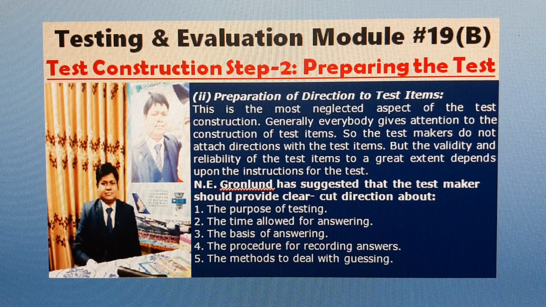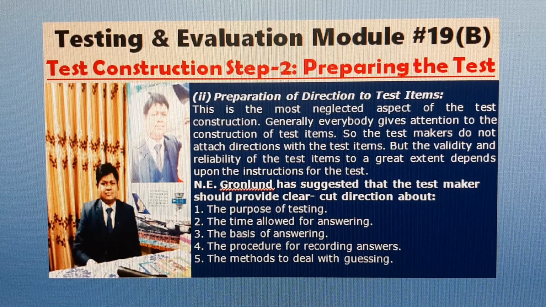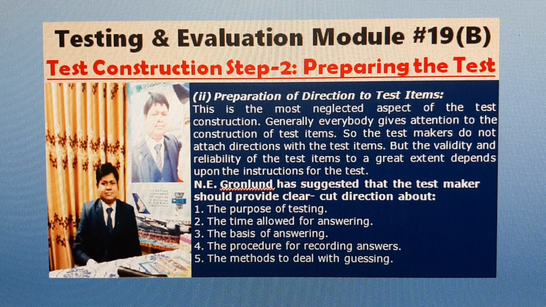N.E. Gronlund has suggested that the test maker should provide clear-cut directions about the following. Number 1, the purpose of testing. Number 2, the time allowed for answering. Number 3, the basis of answering. Number 4, the procedure for recording answers. And number 5, the methods to deal with guessing.